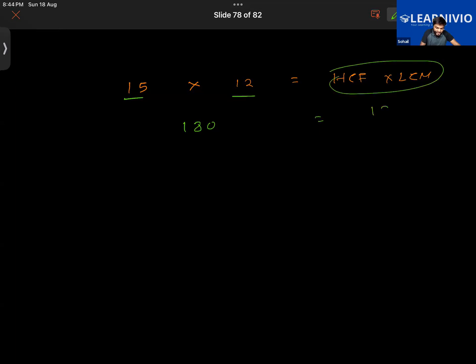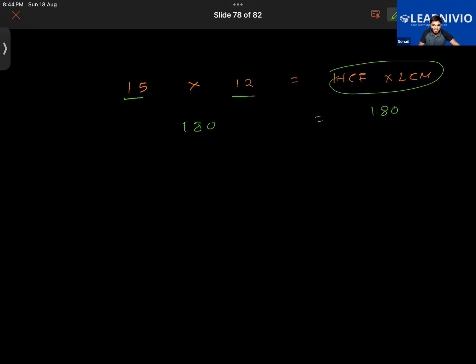What I'm trying to say, you see, we are provided with two numbers, like 15 and 12. These are two numbers, and you need to find the product of their HCF and LCM. Will the product of HCF and LCM not be the same as 15 multiplied by 12, that is 180? The product of HCF and LCM will also be 180, right?